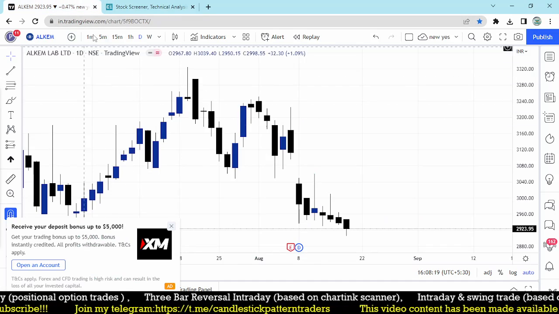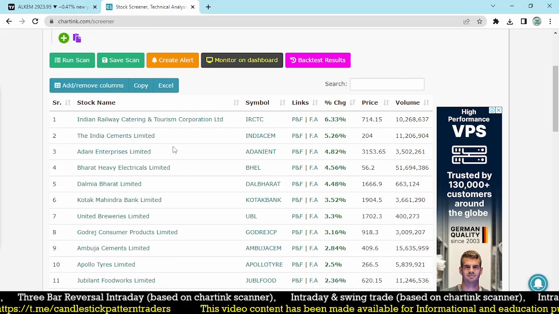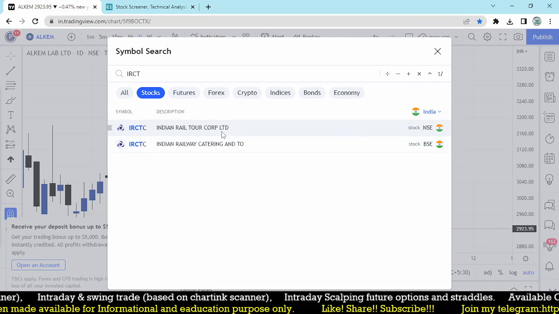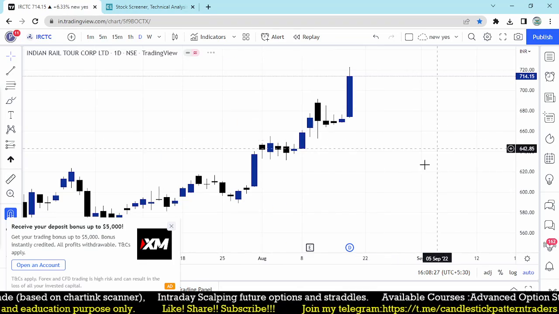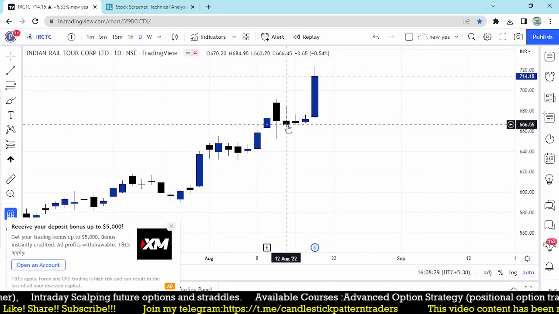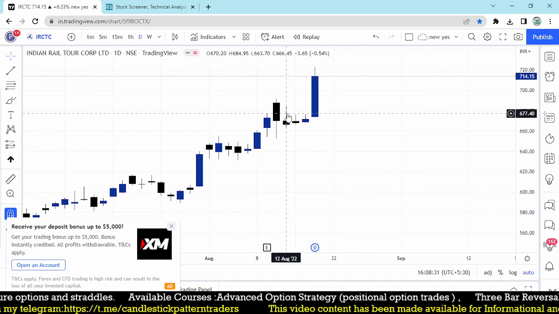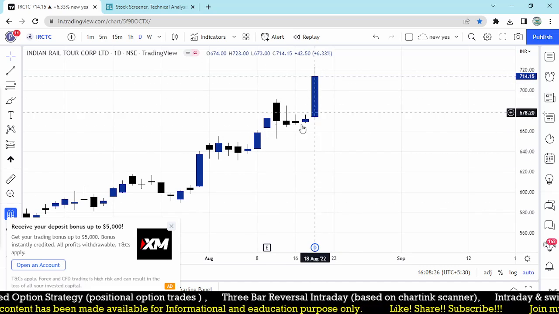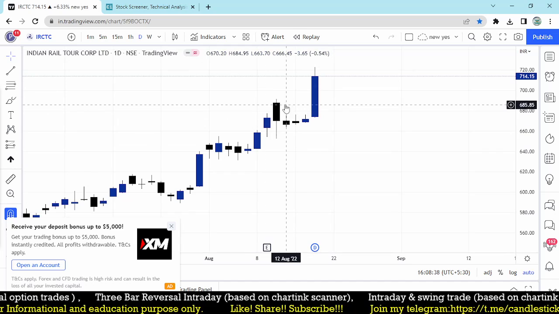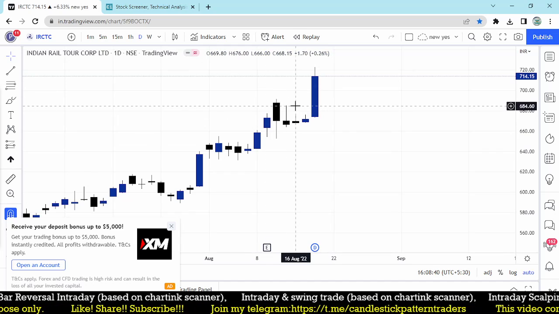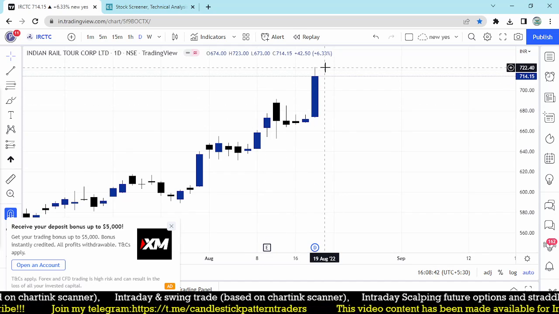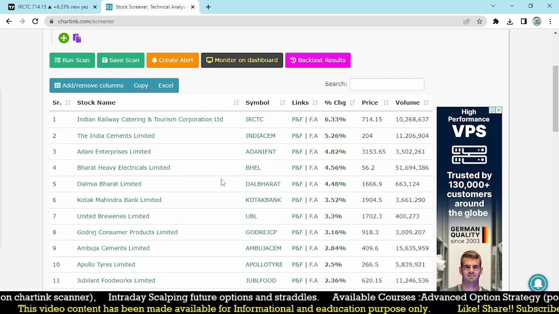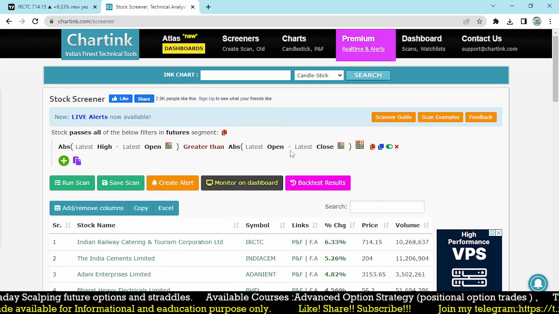Let me check IRCTC. IRCTC looks good today. We found this stock a few days back with some candlestick pattern. I think there is another shooting star here. It looks like a shooting star. We found it and it worked better, and another shooting star continued the trend from 684, and today it worked well. Okay, no problem. So this is the condition for finding the wick.